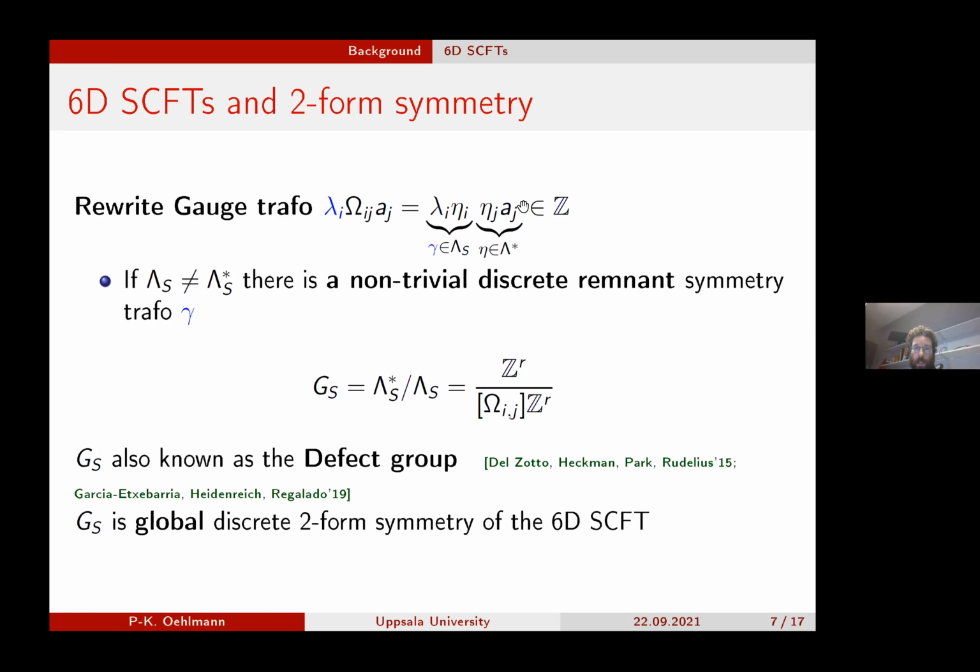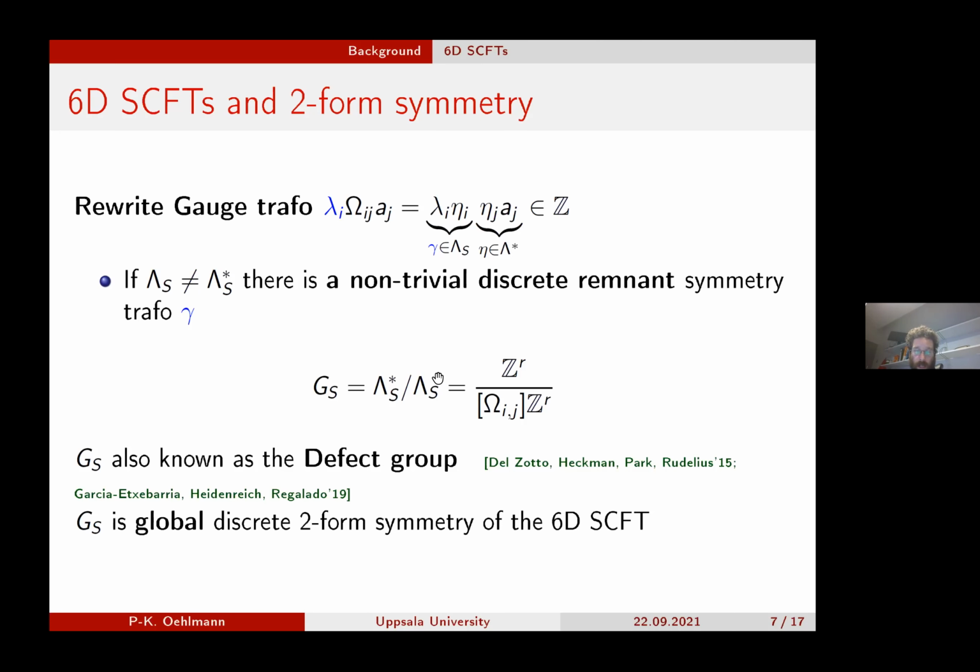And this dual piece here, which is essentially the cycle that is wrapped by the string, lives in the dual string lattice Lambda star. So the point is now, if you rewrite it in this way, you can quite easily see that there is an additional remnant discrete symmetry under which these strings transform trivially. And this remnant discrete symmetry of this U(1)-R two-form symmetry is essentially measured by this discriminant group here.